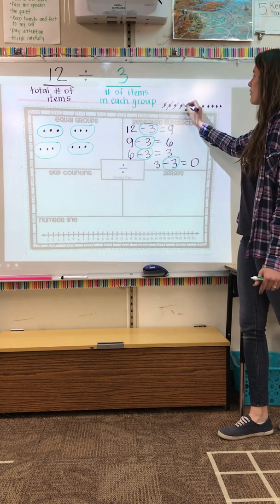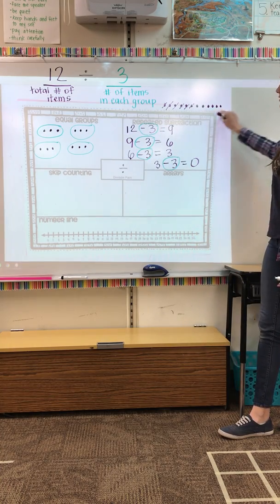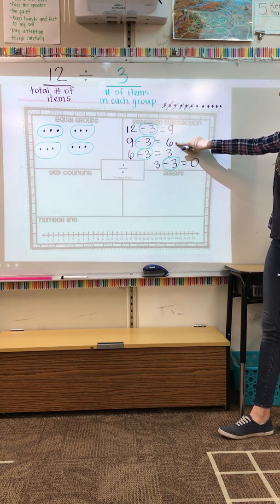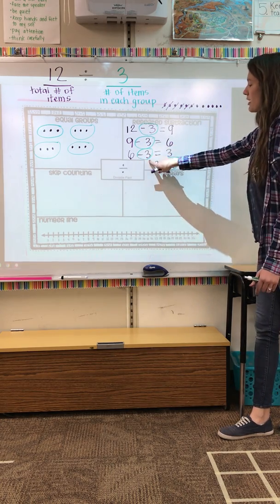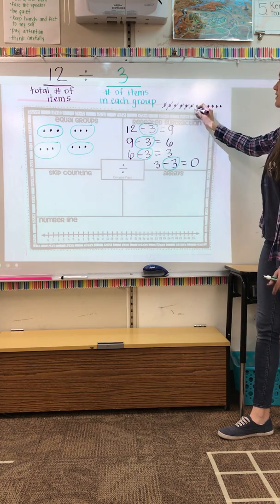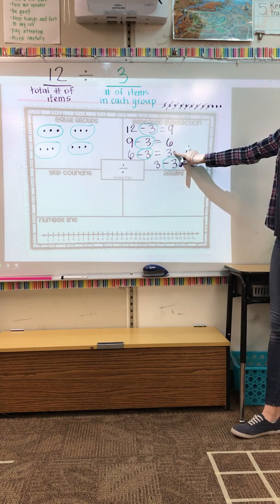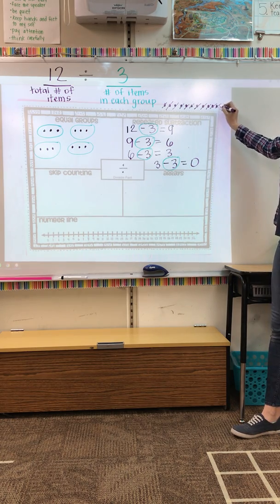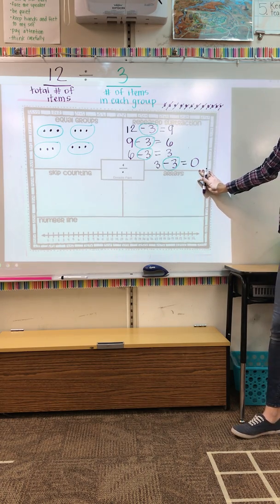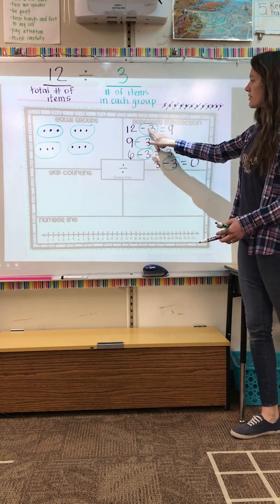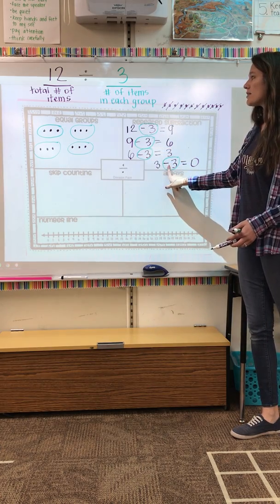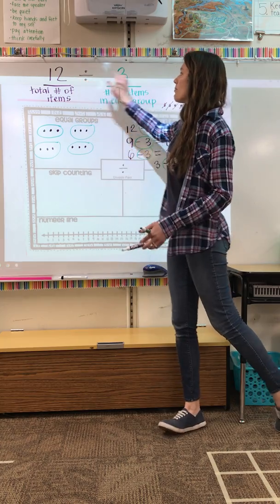Same thing here. I can cross out another 3, count what's left. 1, 2, 3, 4, 5, 6. There's my answer. When I go to subtract 3 from 6, I can cross out my other 3. I see that there are 3 left. And finally, I'll cross out my last 3 to get me to 0. So you'll see again that I've subtracted 3 4 times. So I know that 12 divided by 3 is 4.